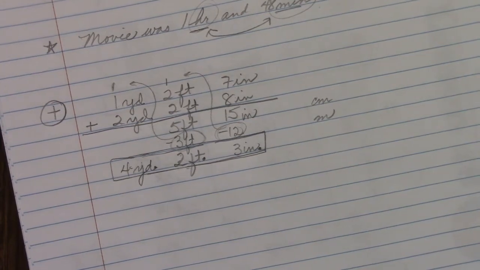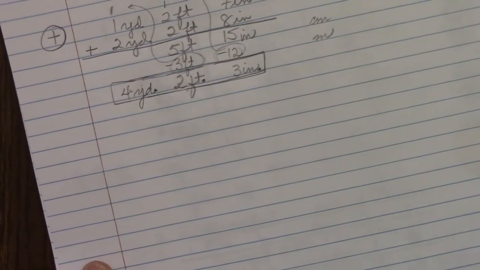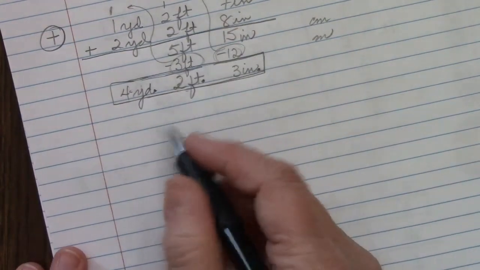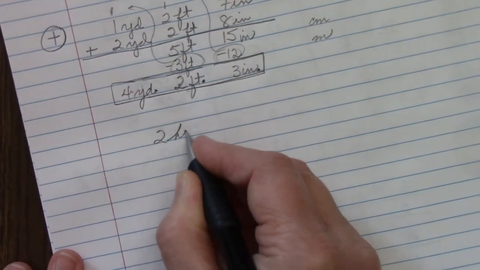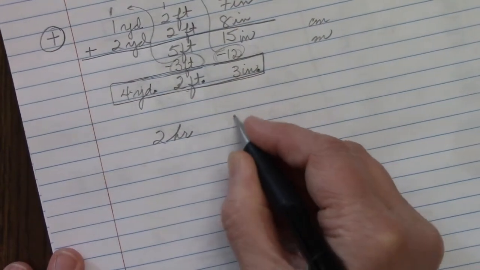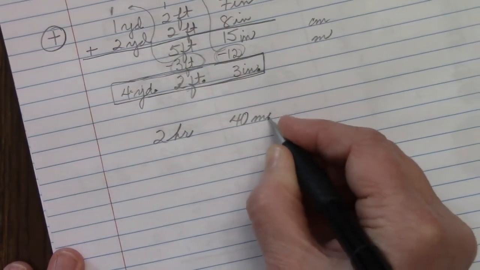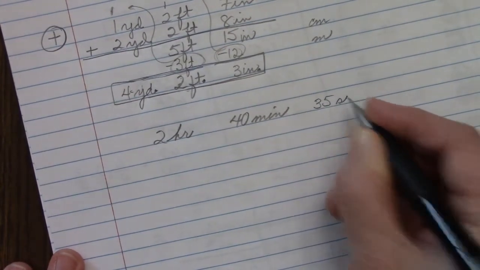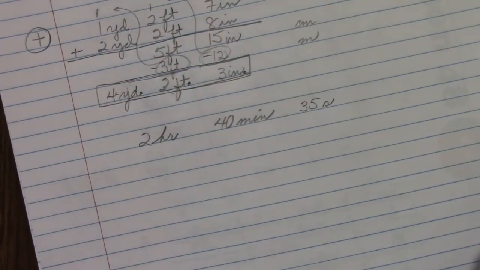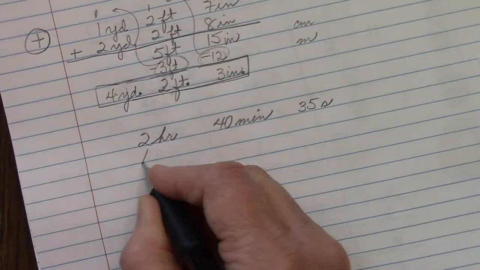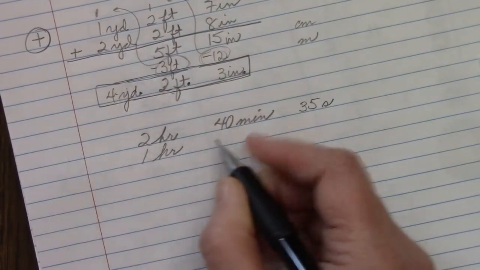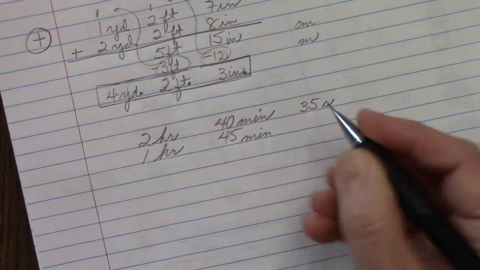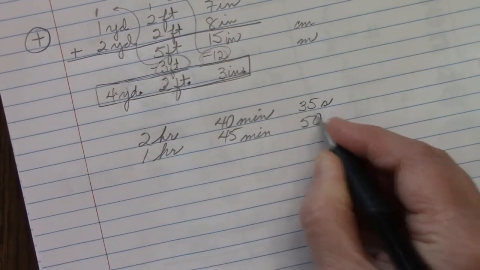I'm going to go on and do one more sample of the addition variety. Let's go to a different unit of measure though. Instead of linear, let's go to time. Let's take 2 hours, 40 minutes and 35 seconds. Sounds like somebody running a half marathon or something, or maybe me walking one. And we're going to add to that 1 hour, 45 minutes, and 50 seconds.